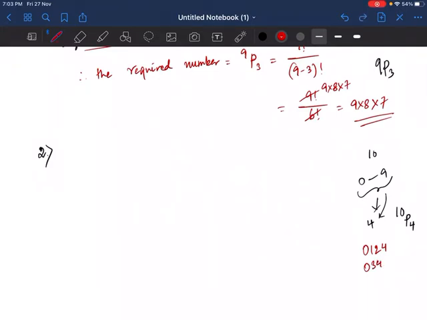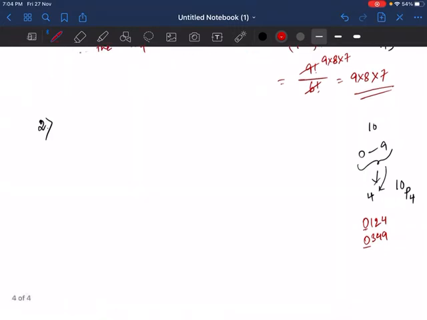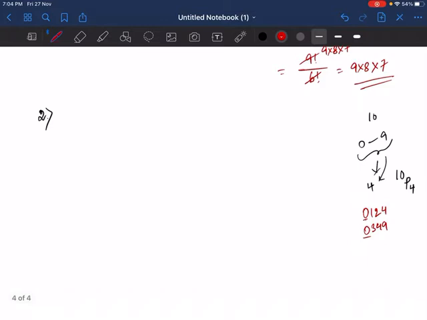Okay, here I made a mistake. It will be 0349. No digit is repeated, so we cannot repeat the digits. If I have 0 in the thousands place, obviously this is no more a 4 digit number, this becomes a 3 digit number. Clear? So we cannot accept 0 in the thousands place. So how can I remove all those numbers which have 0 in the thousands place?